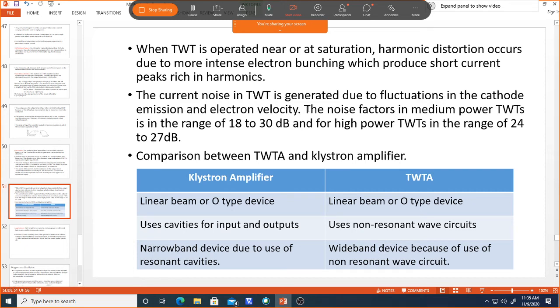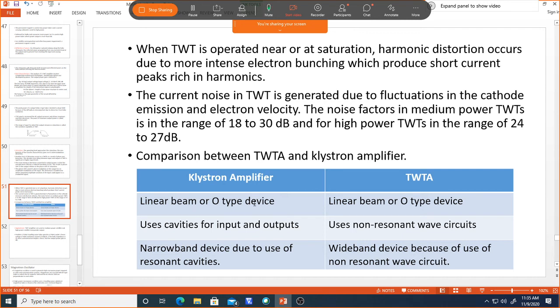So the noise in the TWT is generated due to the fluctuation in the cathode emission and electron velocity. The noise factor for medium power TWTs is in the range of 18 to 30 dB, and for high power TWTs it will be in the range of 24 to 27 dB.